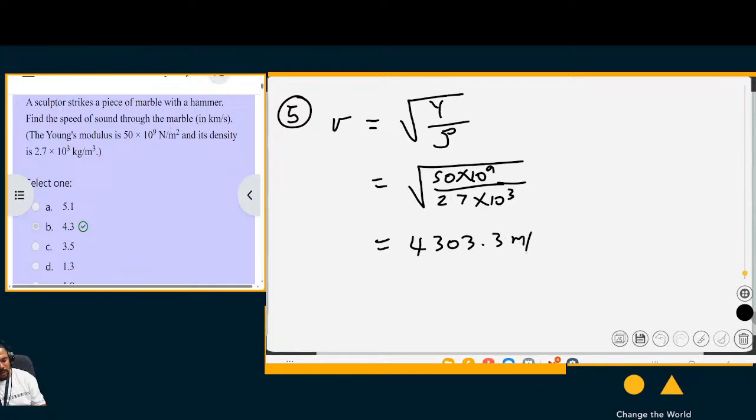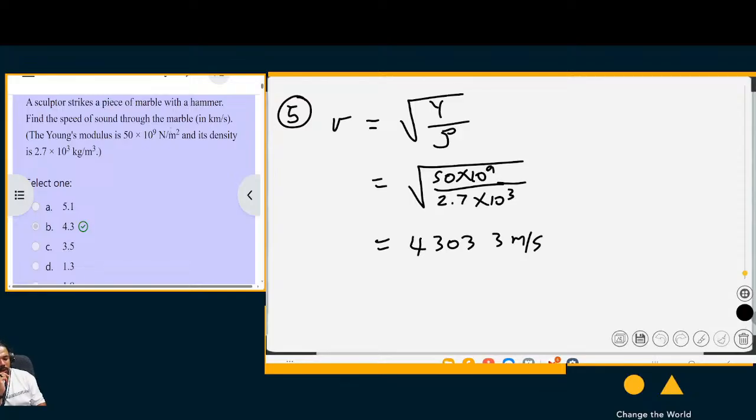4,303 meters per second. Please note that sound through air is 343, while sound in water is approximately 1,500, and sound in marble is 4,000. I assume it's much faster in metals. It's 2.7, not 27. So now we have found the speed of sound through marble.